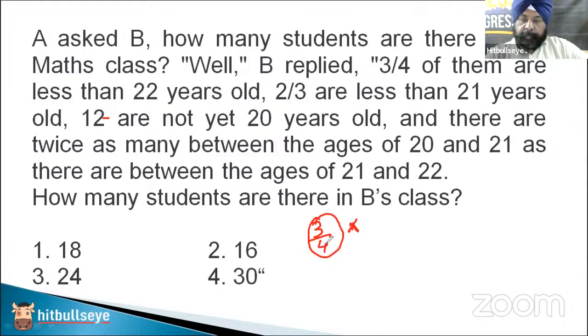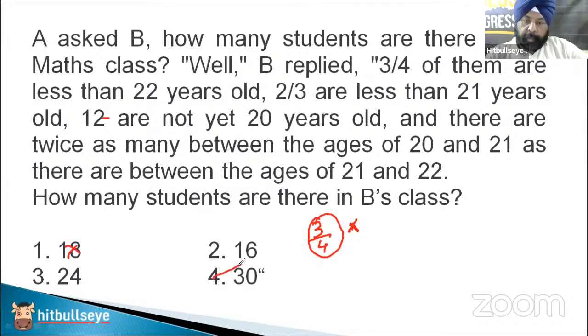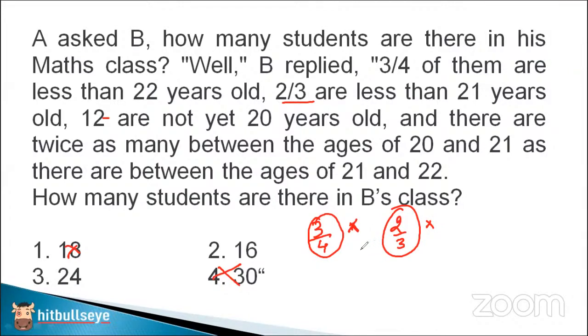Yes, hurry up. I'm seeing 18 and 30. 30 and 18, two options are ruled out. Right, guys? And now the second one, 2 by 3, it is asked about 2 by 3 of them. So the answer should be a multiple of 3 also. Now what else can be ruled out? 16. The only option left is 24.